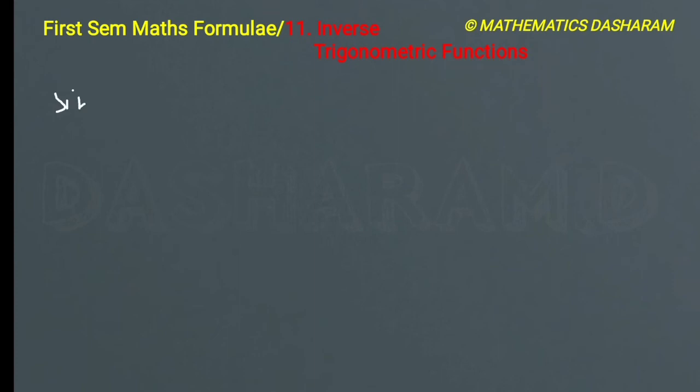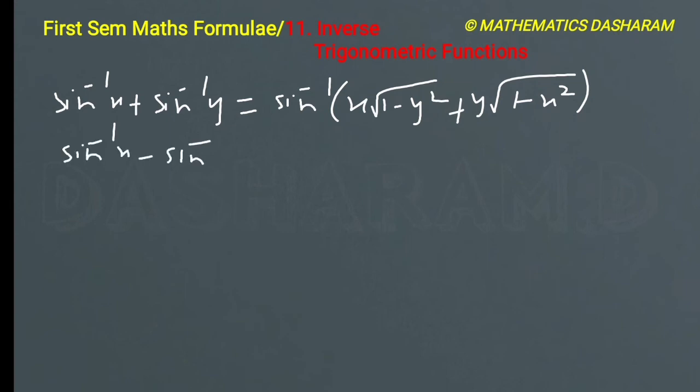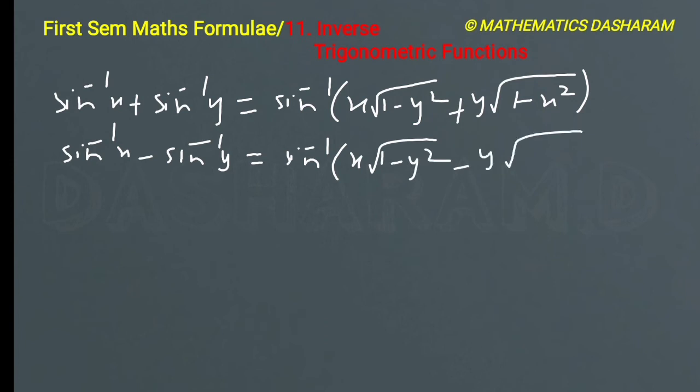Next, sin inverse x plus sin inverse y equals sin inverse of x into under root 1 minus y square plus y into under root 1 minus x square. Next, sin inverse x minus sin inverse y equals sin inverse of x into under root 1 minus y square minus y into under root 1 minus x square.